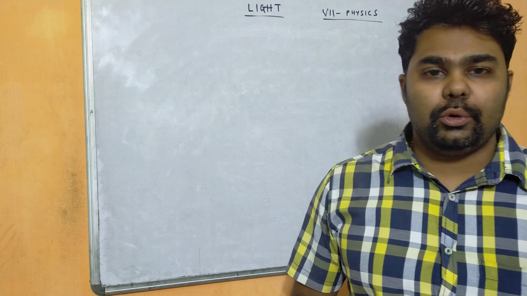Now reflection of light, this is the diagram. This is the incident ray. After striking, it is coming back in the same medium, that is air. This is the reflected ray. Angle of incidence, angle of reflection. So these are the terms, right?